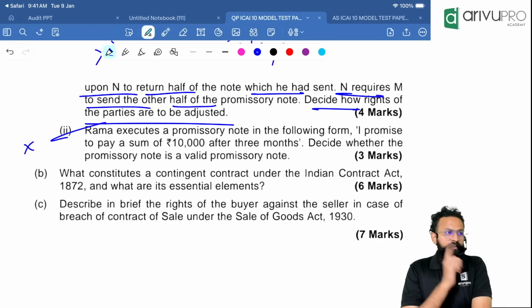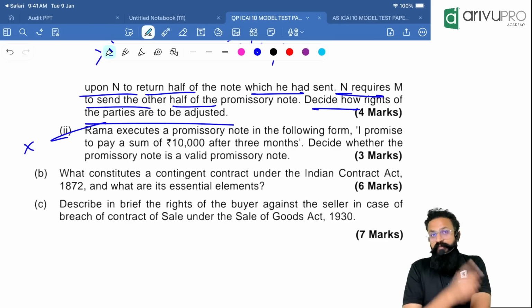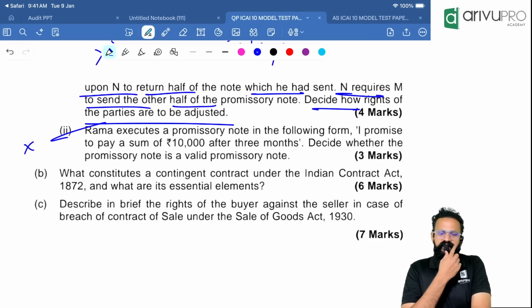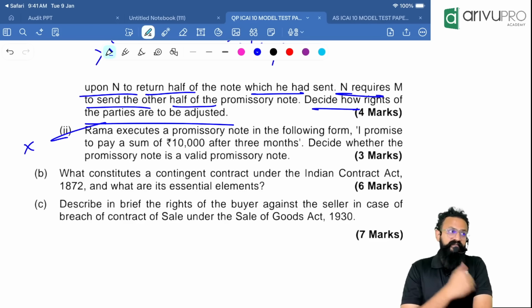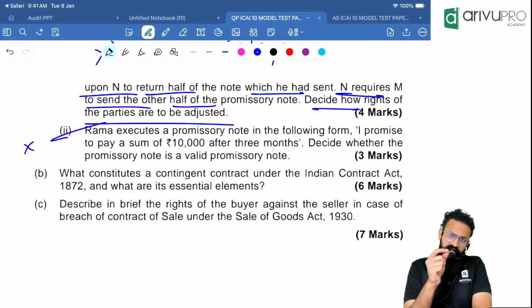So remember, a bearer instrument can only be made by RBI and no one else. We would have seen this in the class also. So on that ground, I would say it is not a valid promissory note because a bearer instrument can only be prepared. That right is there with the RBI, no one else.